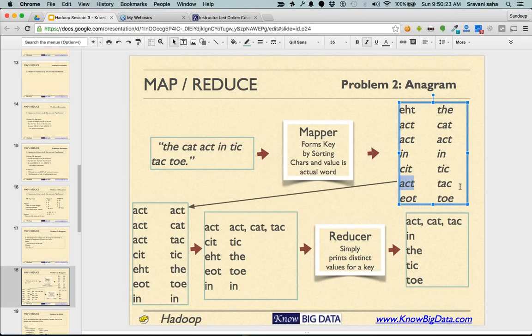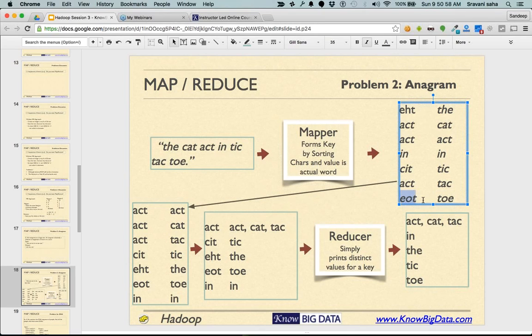Basically, we need to find a key that is common for all the words, so that Hadoop automatically brings all these anagrams together for you. And why would Hadoop bring it? Because Hadoop works on the key and brings all the values of the key together. Therefore, all you have to do is somehow figure out a way to produce the same key for all the values which you want to bring together. And that's what we are trying to do.